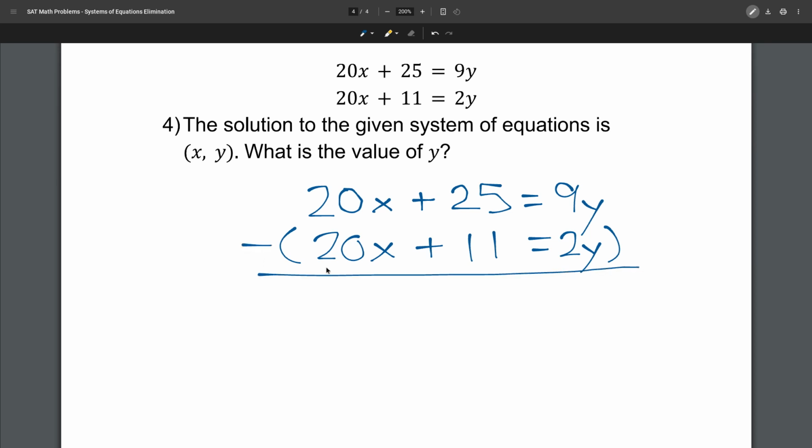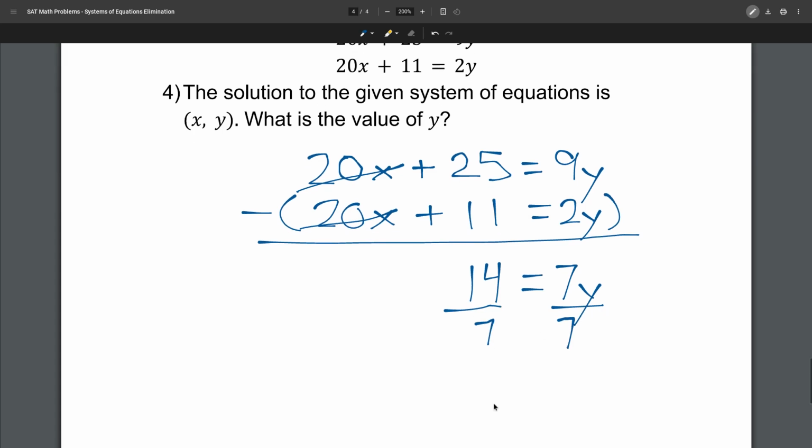20x minus 20x is 0. 25 minus 11 is 14. And 9y minus 2y is 7y. To solve for y, we'll divide both sides by 7. 14 divided by 7 is 2, which equals 1y, or just y. So y equals 2 for this last problem.